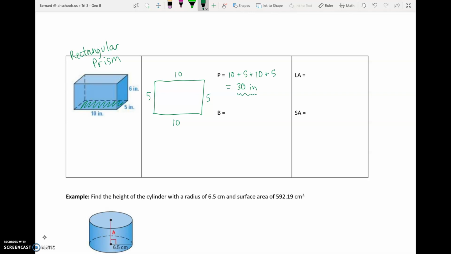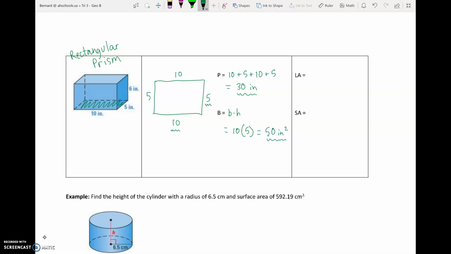But we also have to find area of the base. Area of a rectangle is just base times height. So we'll consider our base 10, consider the height 5. And so area of this rectangular base, 10 times 5, which is 50 inches squared. And remember, we'll bring that in when we want to find surface area in a second.